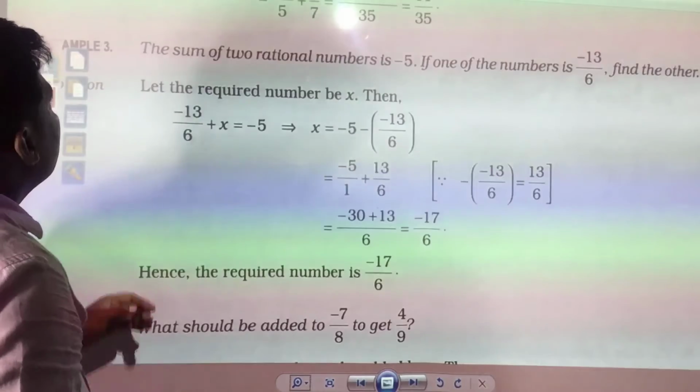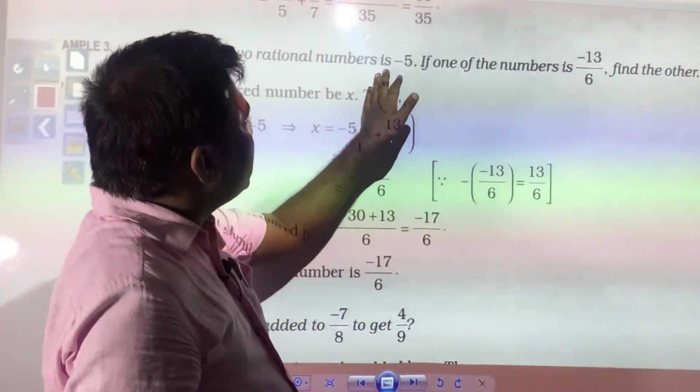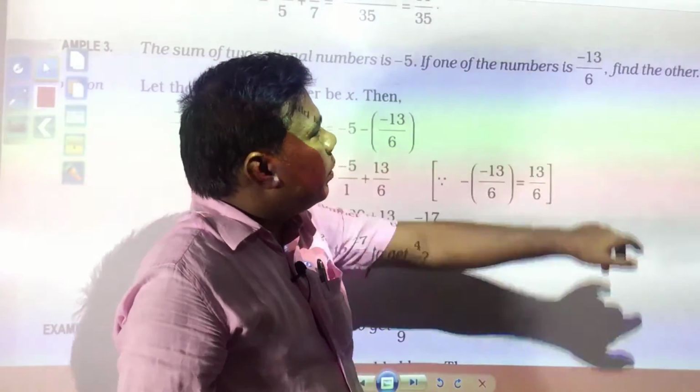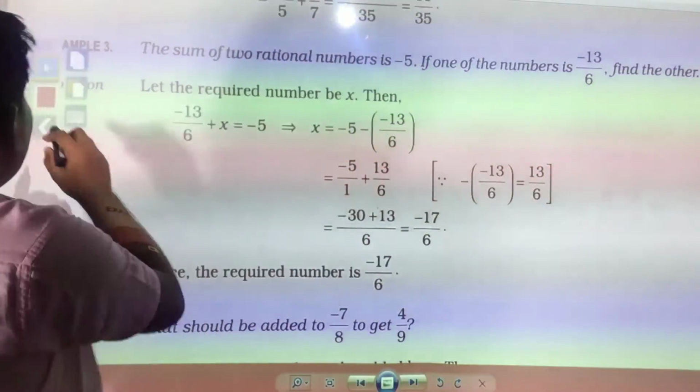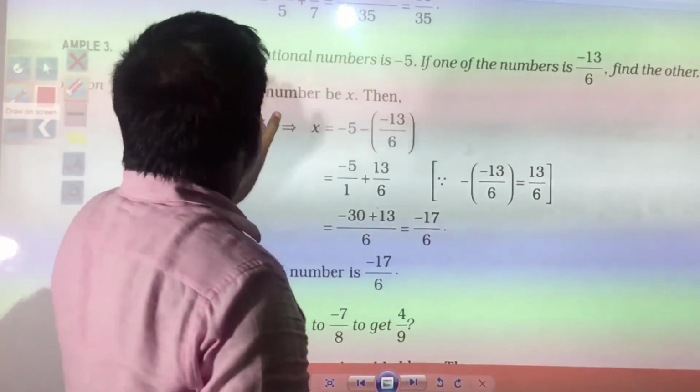Then you see question number 3 example. The sum of two rational numbers is minus 5. If one of the numbers is minus 13 by 6, find the other. How will we find out? First try to understand the question, so you will easily be able to solve it.